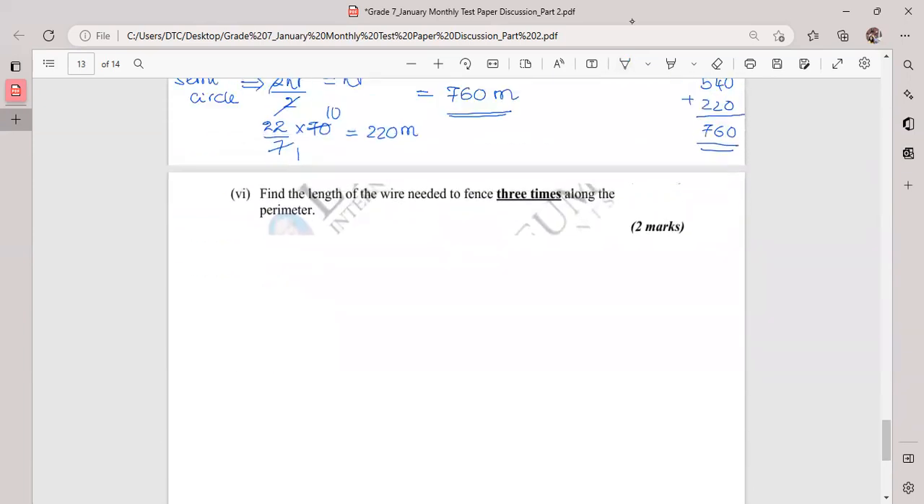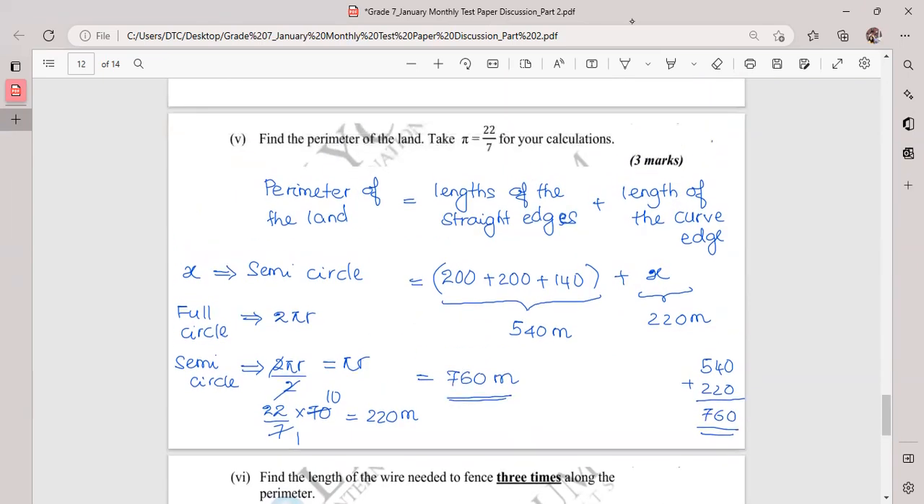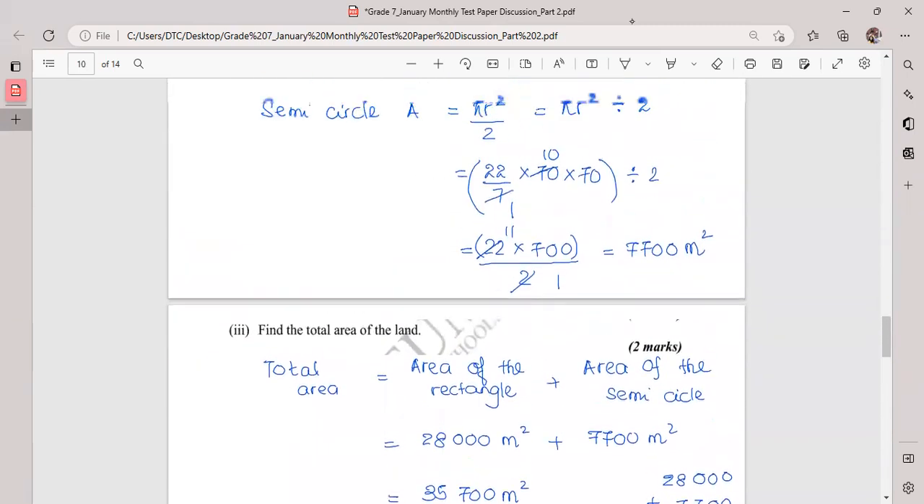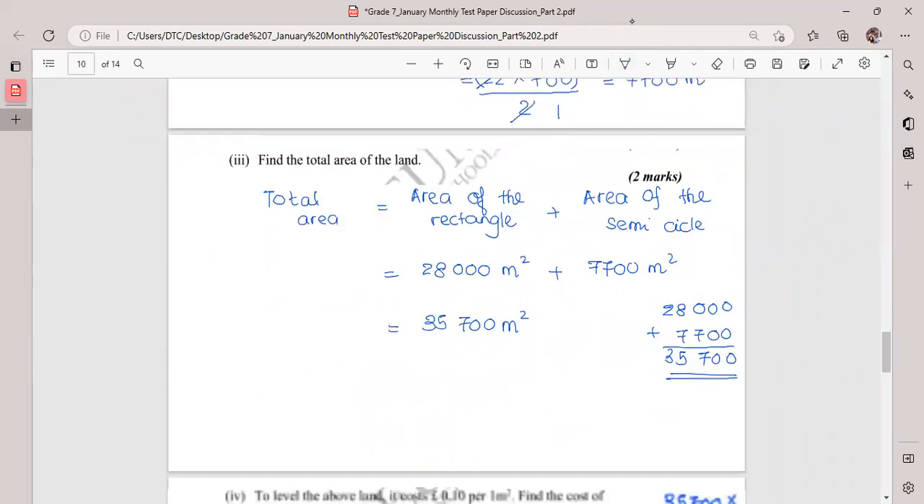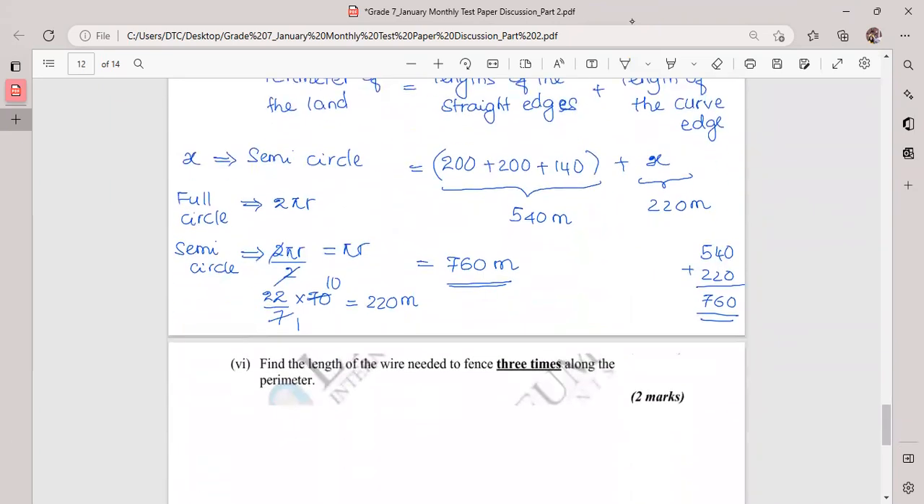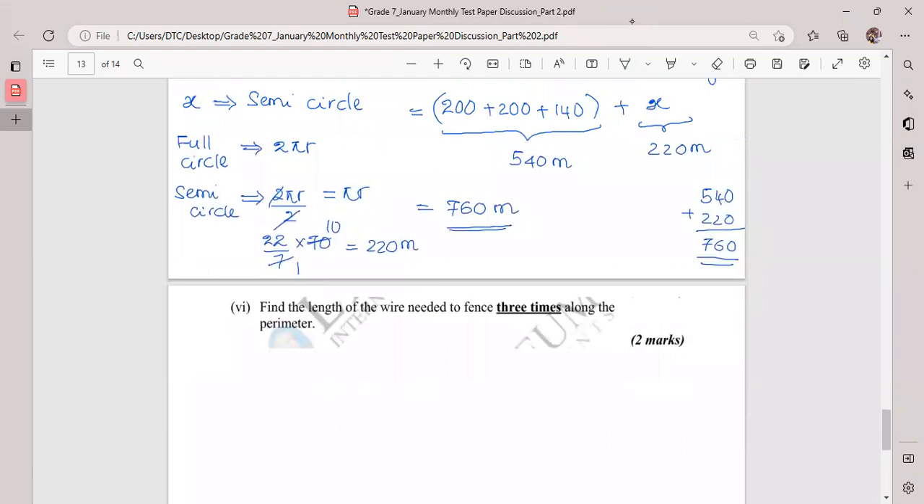Find the length of the wire needed to fence 3 times, right? Children, this 760, just look at the red color line, right? This is what I started from this corner. Can you remember? I started from this corner and I went along the red color line and I came back to this blue color point, right? So this is the perimeter of this land and I went only one round. But you are going to have a fence and you want a strong fence here. How many times are you going to have it? 3 times, right? Now you want to find the length of the wire you need for that.